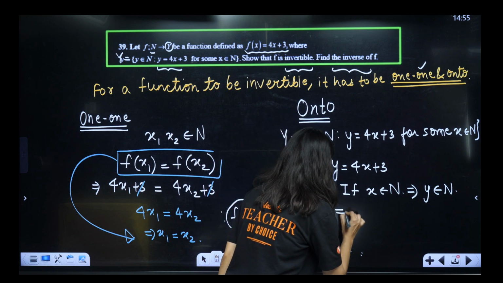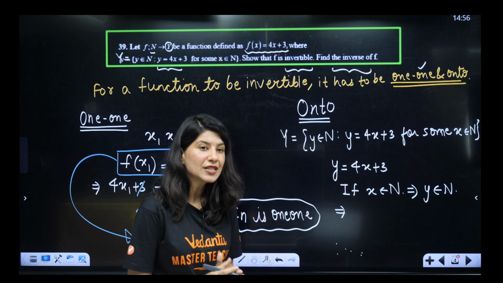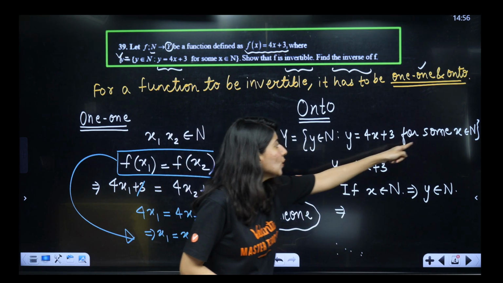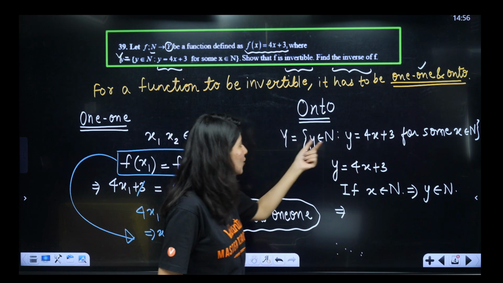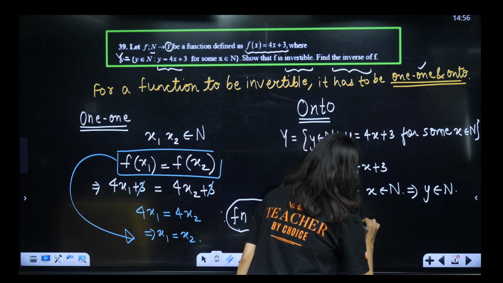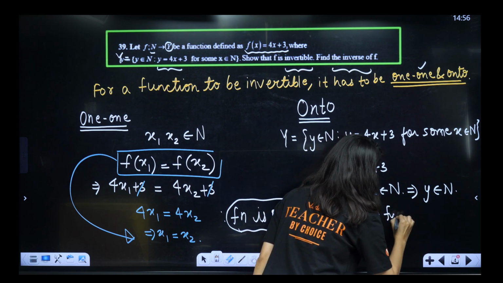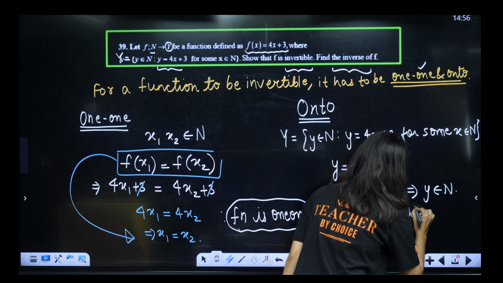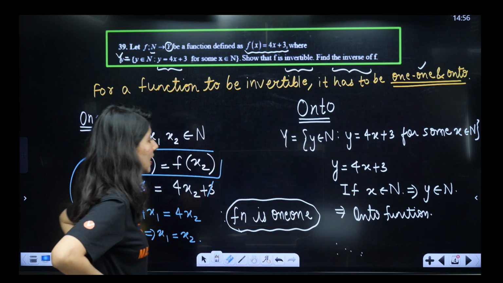What does that mean? That means that the range of this function is actually this only, right? This is what your range is. That's why the function is an onto function. Okay. All right. The function is 1-1 and onto.